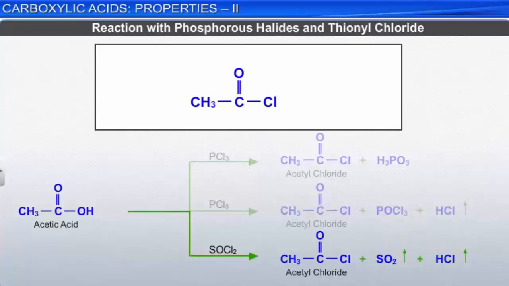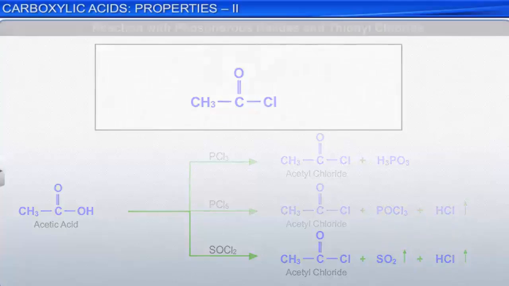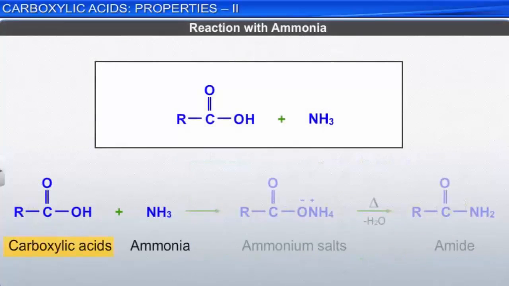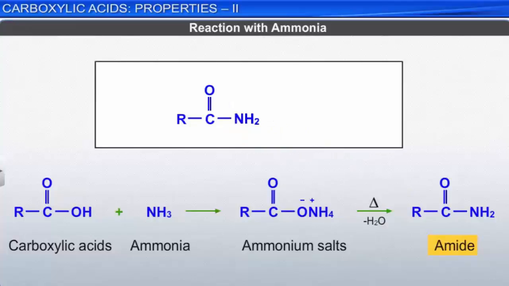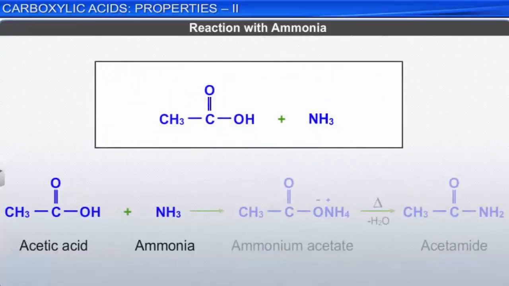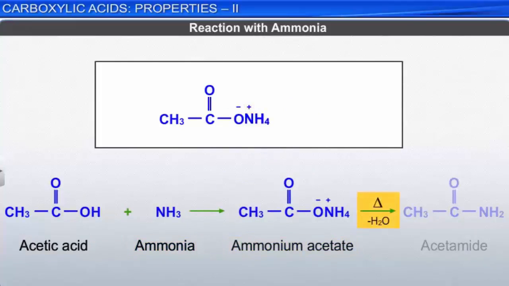Carboxylic acids, when treated with ammonia, form ammonium salts, which upon heating lose a water molecule and form amides. For example, acetic acid reacts with ammonia to form ammonium acetate. On being heated, this ammonium acetate loses a water molecule to form acetamide.